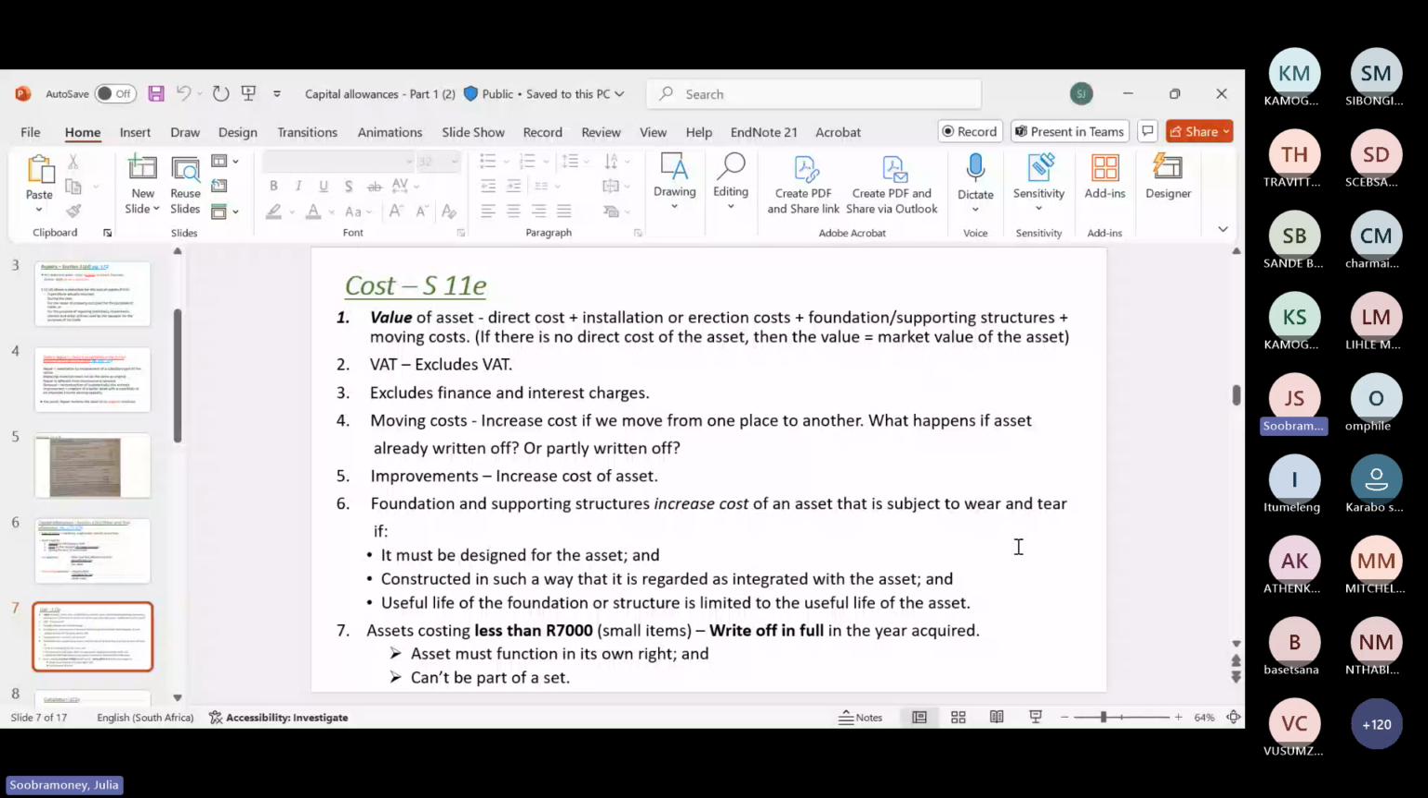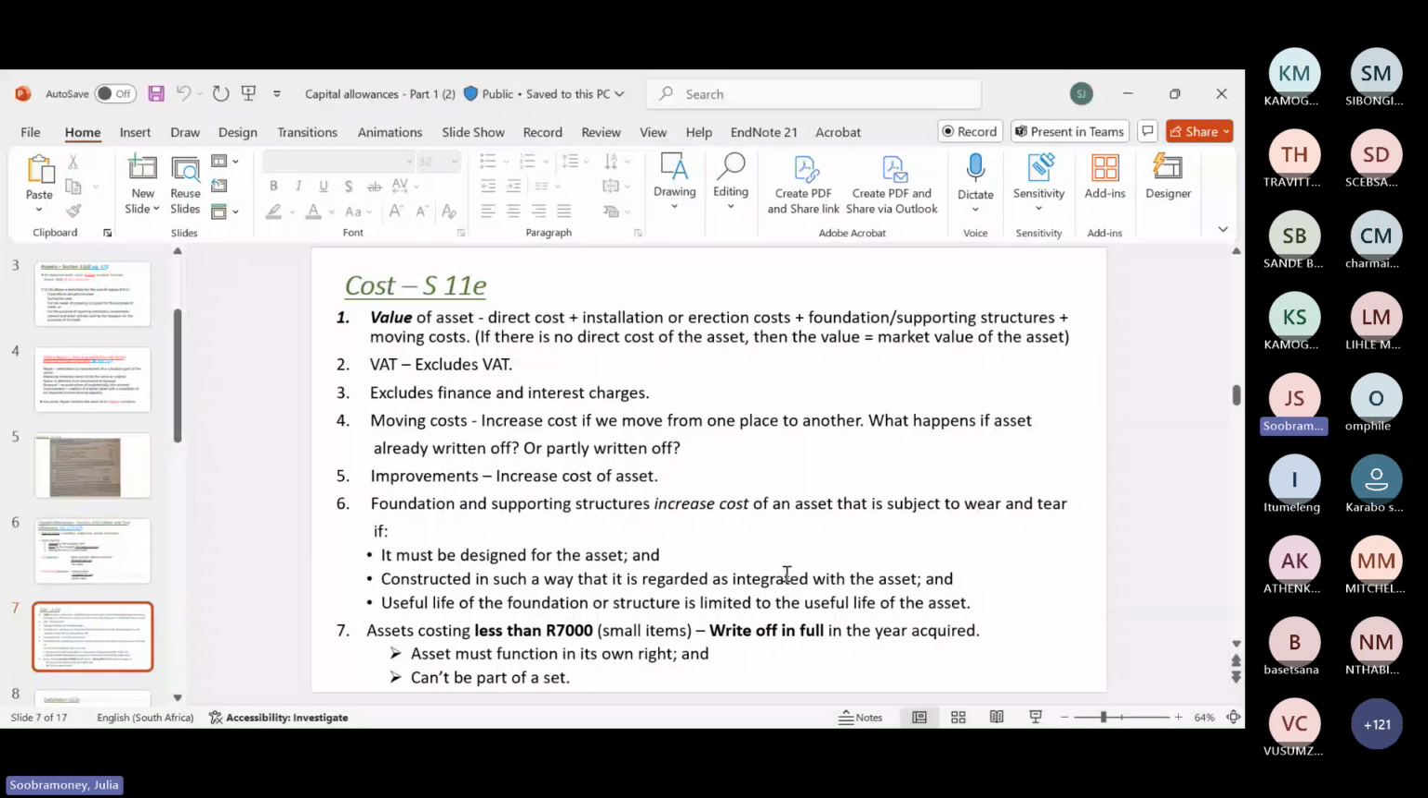VAT. Now, VAT is a very important principle as well. Sorry, students, just give me a minute. Okay, sorry about that. Okay, so let's look at VAT.